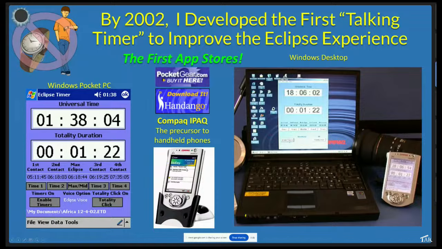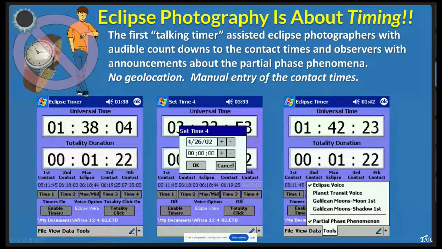And there was actually an app store for this. So this was the first app stores before Apple and Google. And I sold this app on these old app stores for Windows. But again, they were completely manual. But they were a talking timer. When you put in the contact times, it counted down to them audibly so you wouldn't miss the contact times. And I also started the concept of making announcements about the partial phase phenomena. But there was no geolocation. You had to figure out your contact times from the NASA Eclipse Bulletin and then enter them.